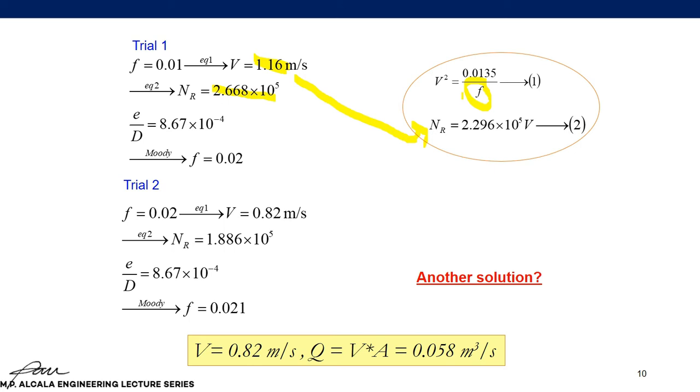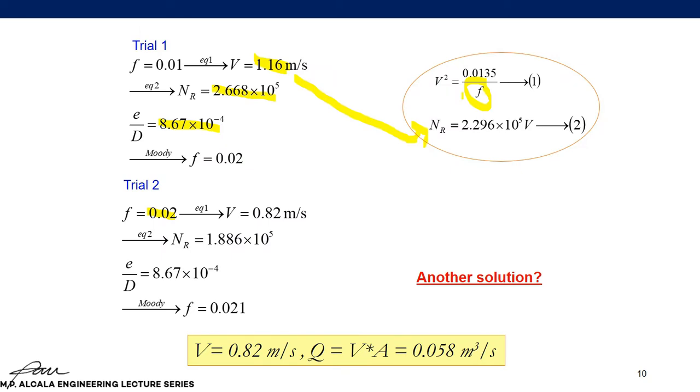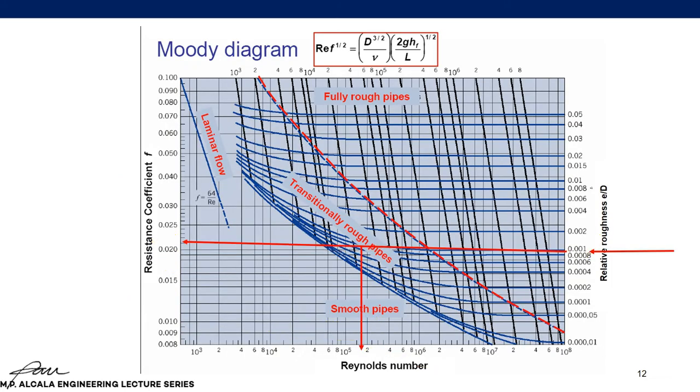So, again, our relative roughness is 8.67 times 10 to the negative 4, or approximately 9 times 10 to the negative 4. So, trial 2. This is the good guess using 0.02. Using that one will give us a velocity of 0.82 and a Reynolds number of 1.886 times 10 to the 5. Now that is a very good guess. So in between here, right?